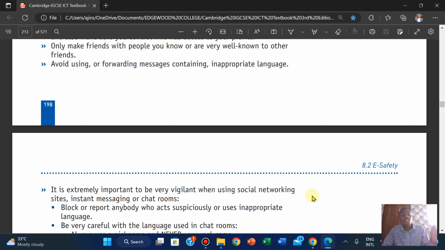And like I said, the block feature is always very helpful. If you are on a social media platform and people are disturbing you or stalking you, you have the option to block them. It takes you literally nothing. It costs nothing to block them. So please block them. Okay?